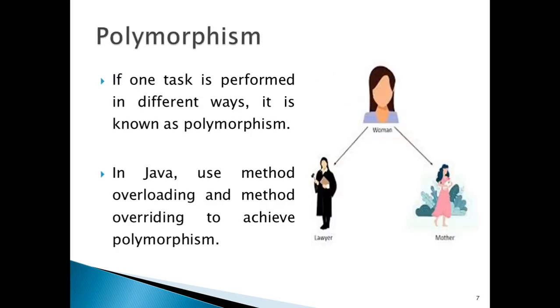And then polymorphism: we have one task, and that task is able to be performed in different ways. That is called polymorphism. For example, a woman can act as a mother and can also work as a lawyer. So this is the concept called polymorphism. In Java, method overloading and method overriding are used to achieve the polymorphism concept.